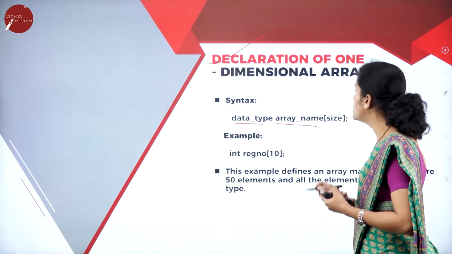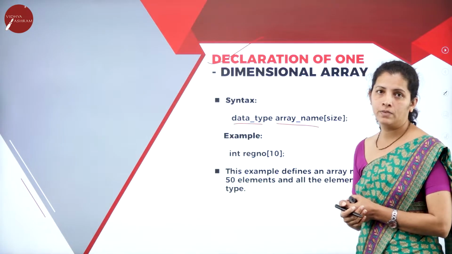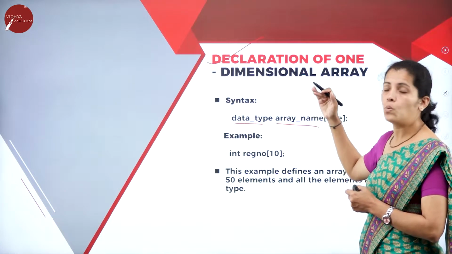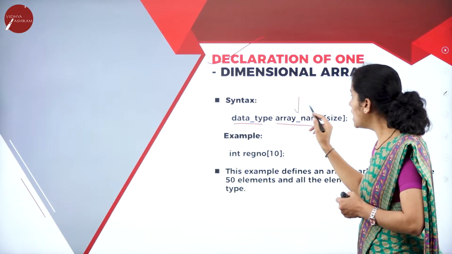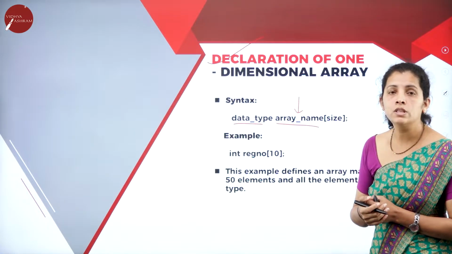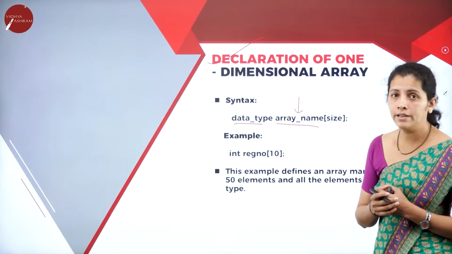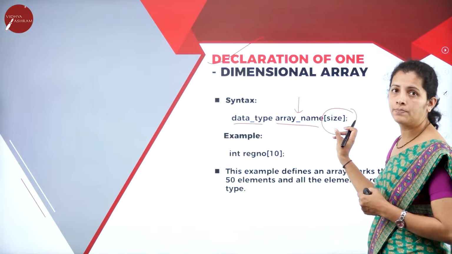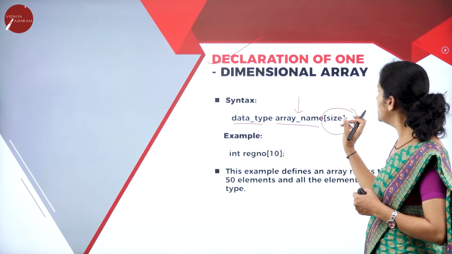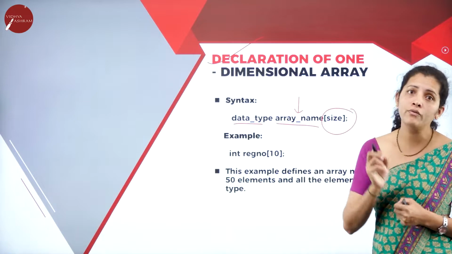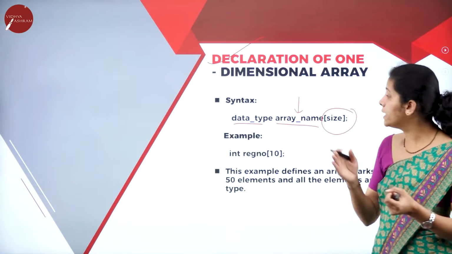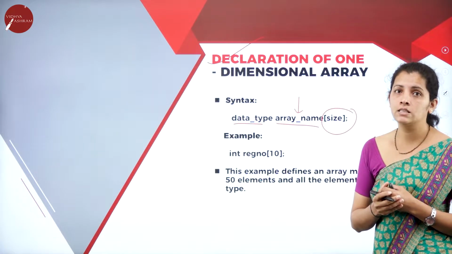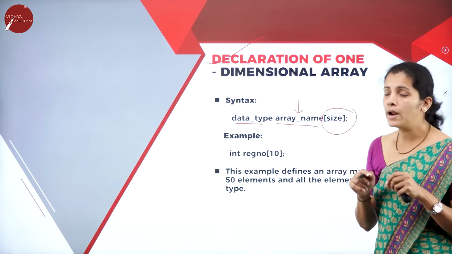Then I want to specify the array name. I want to give a valid array name, and while specifying the array name, I need to follow the rules of an identifier. And I want to specify the size. Size indicates the number of elements stored in this array, and that should be written inside the square bracket.